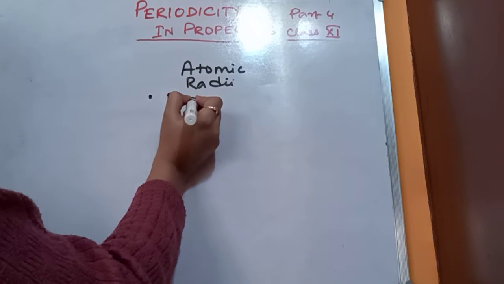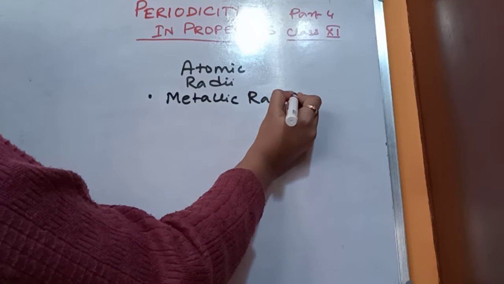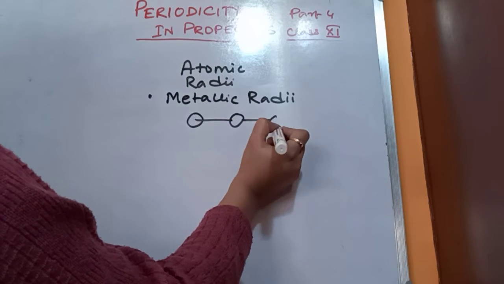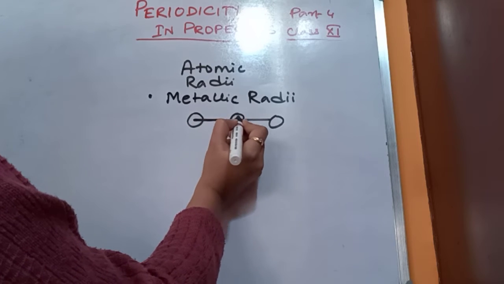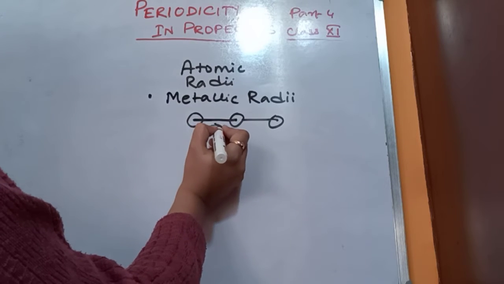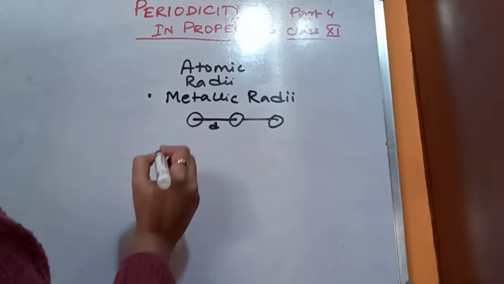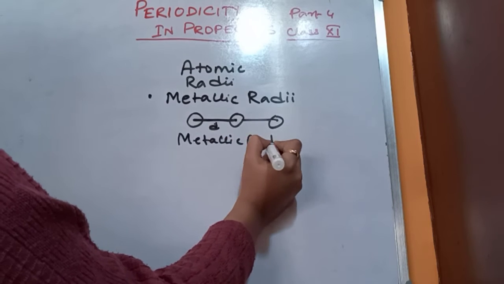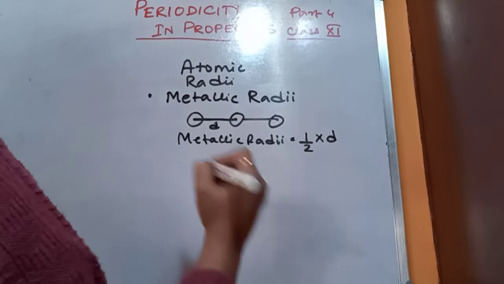Next I will come to metallic radii. See, in a metal, the atoms are attached by metallic bonds. So this distance between the metallic bonded atoms is considered as d, the internuclear distance. So the metallic radius is equal to half of the internuclear distance.